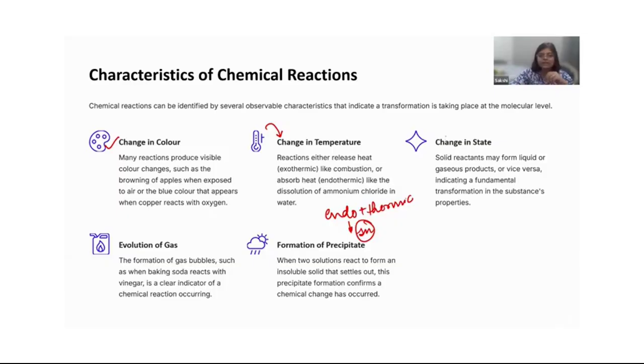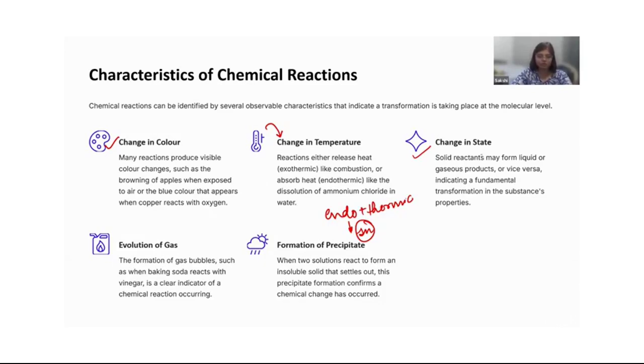Okay. Next is change in the state, right? So solids may get converted into liquids, or they may get converted into gaseous products, right? Or gas to liquid, gas to solid, right? So these are all fundamental properties, right? Like for example, ice getting converted to water, right? So the change in state is there. So we need to observe it, right?